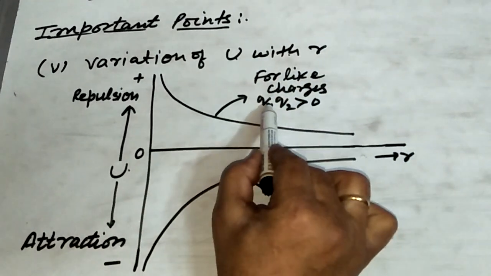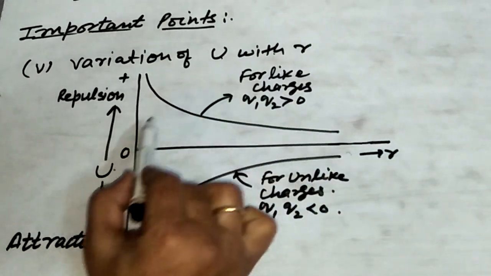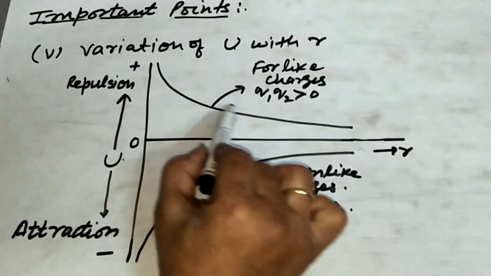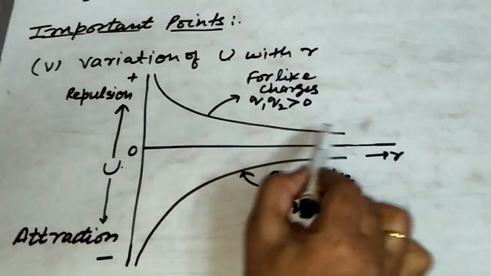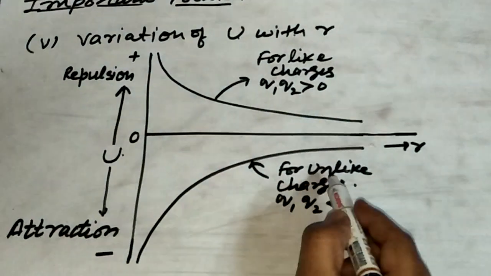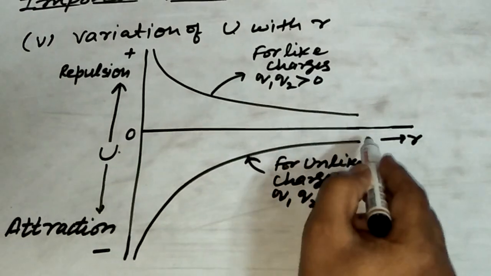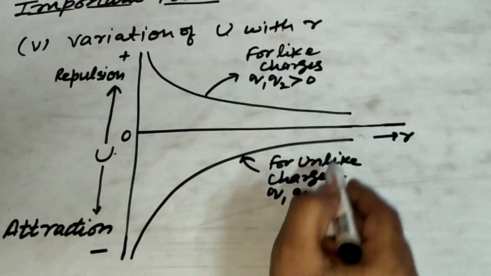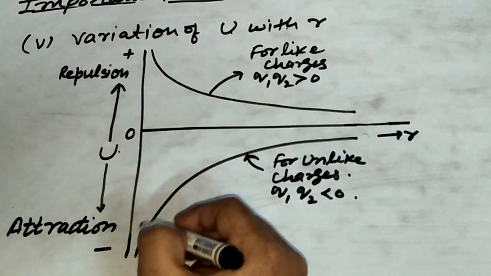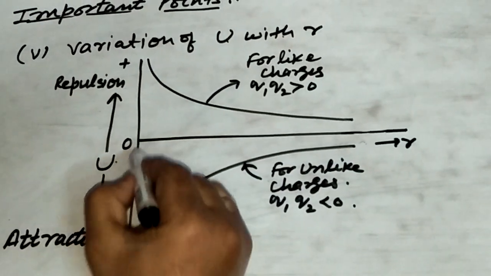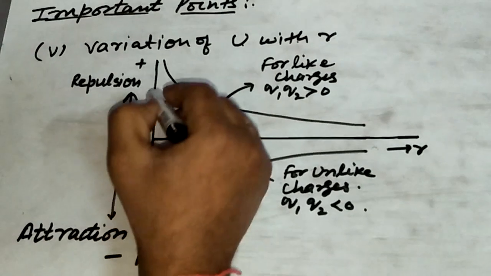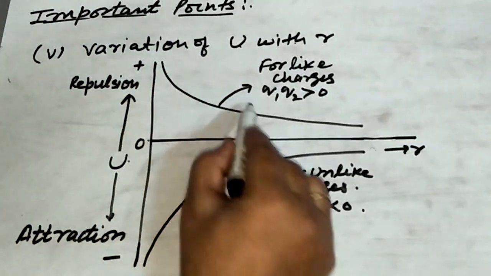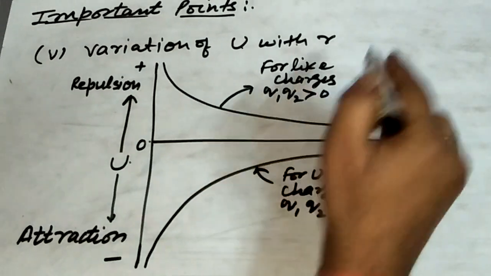So when you draw a graph between U and r, electric potential energy and r, then for like charges, that is Q1 Q2 greater than 0, it will show positive potential energy and it varies with the distance r as shown. And if U is negative, then in this case Q1 Q2 is less than 0 and the graph is indicated by this one here. So a negative value of U means attraction, a positive value of U means repulsion, and its variation with r is given by this graph.